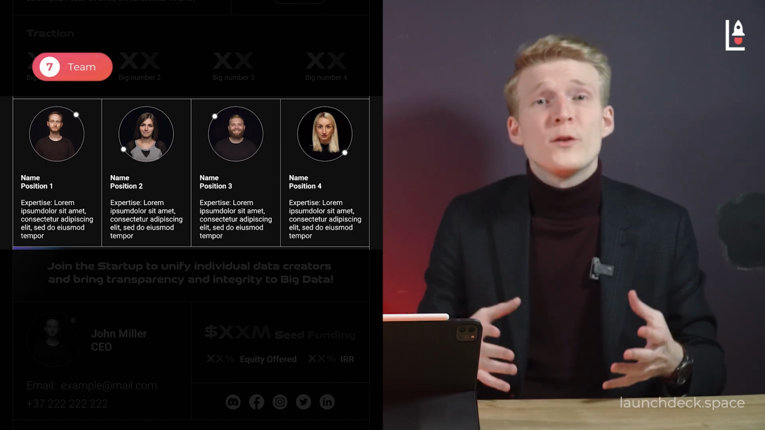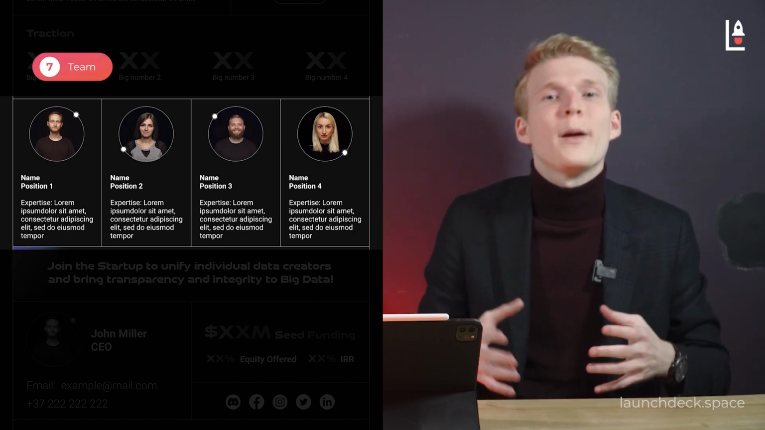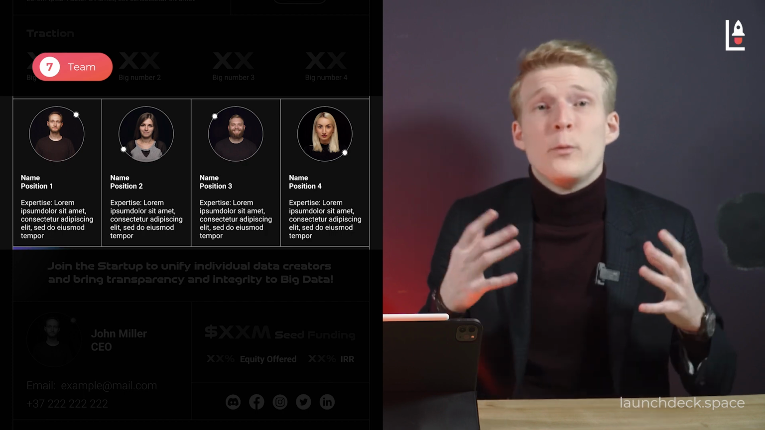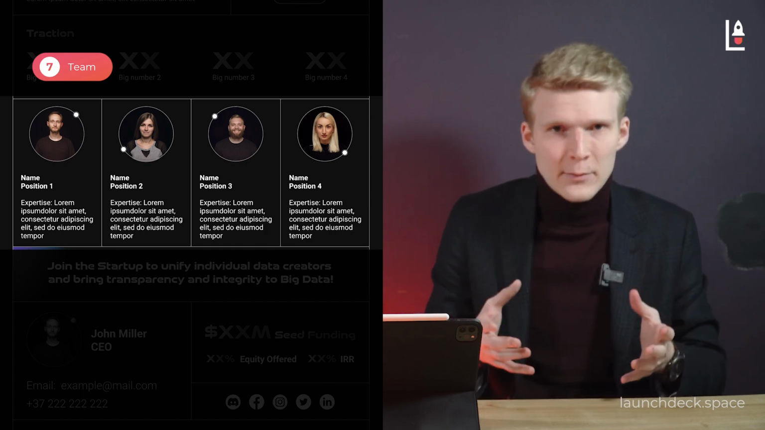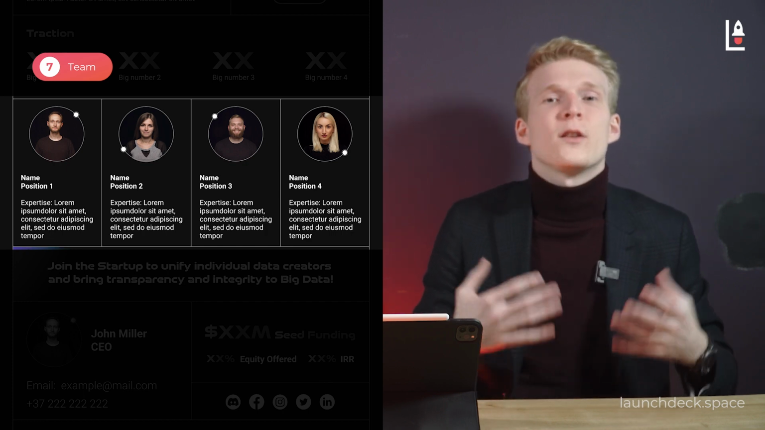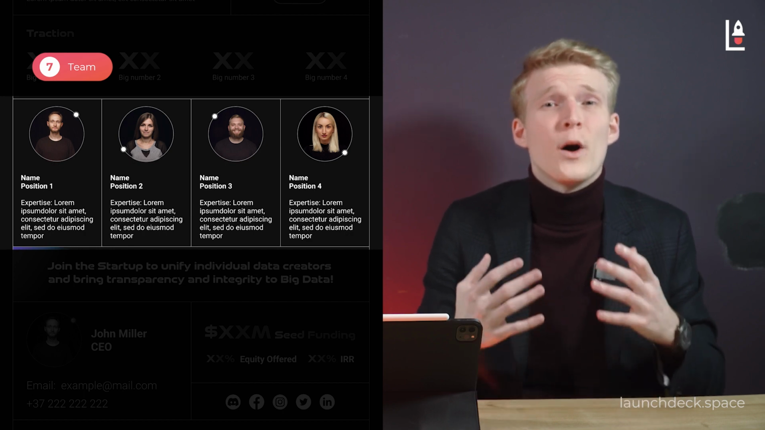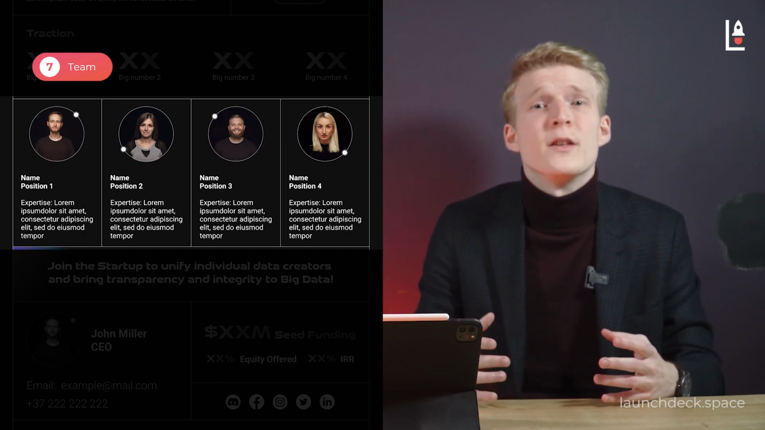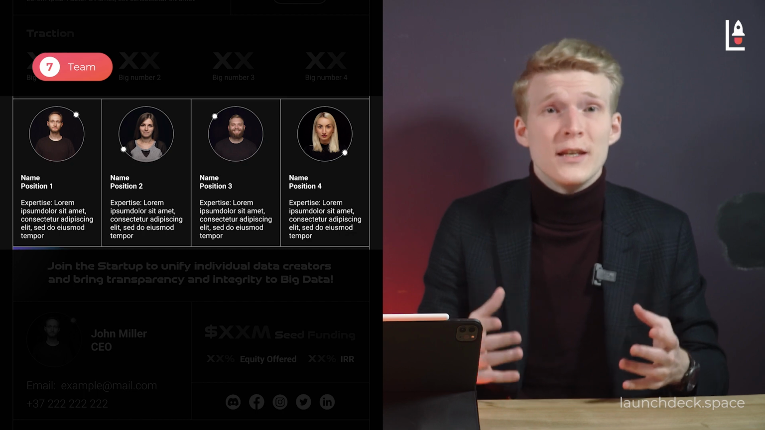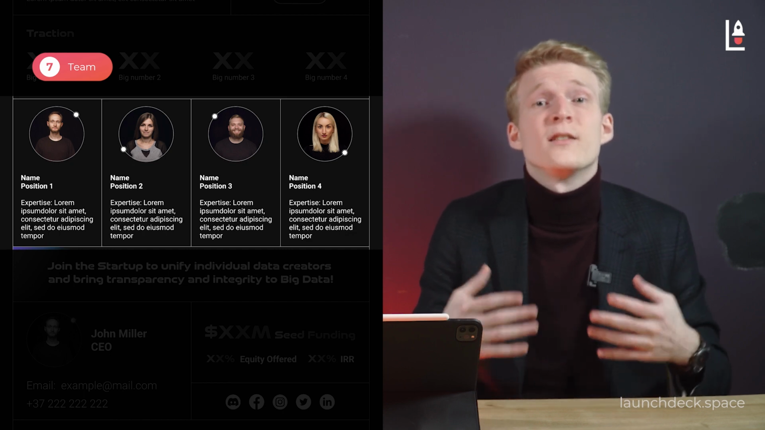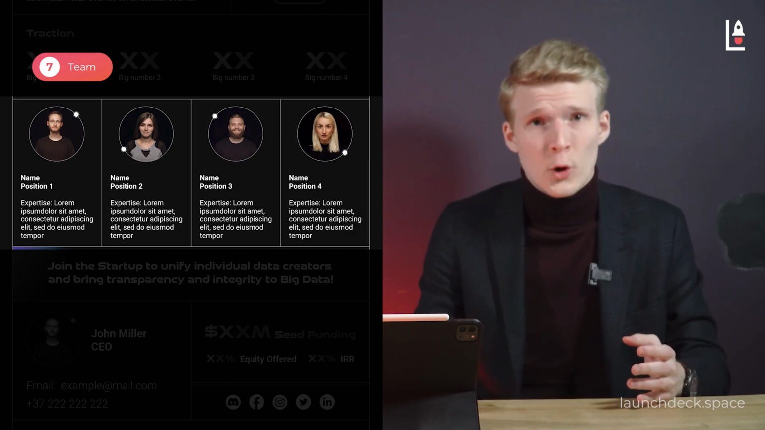After that, most importantly, you should introduce the key people on your team. Explain why you and your team are perfect to solve the problem and make the idea work. Do not put only pictures and names in this section. Emphasize your expertise in the field, why your team is good enough to make this project happen, because this is what an investor is looking for, especially in early stages.